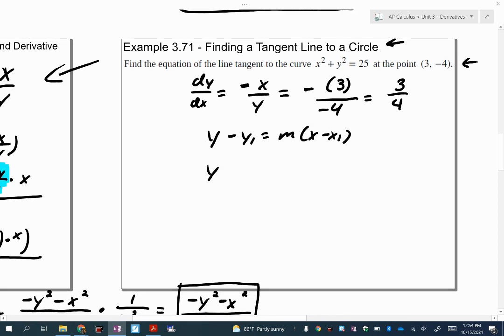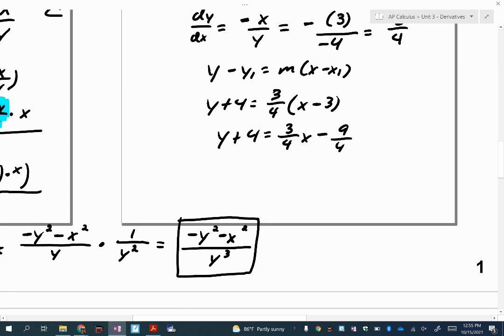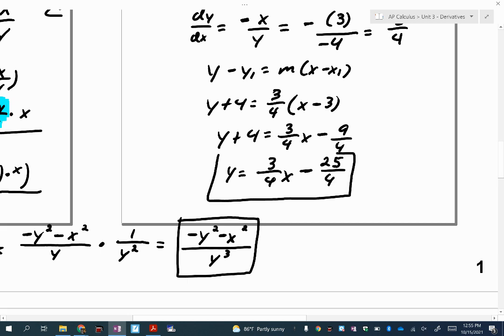So y plus 4 equals 3/4 times x minus 3. So y plus 4 equals 3/4 x minus 9/4. I'm going to move the 4 over by subtracting 4. So getting a denominator for that, 16/4. So negative 9/4 minus 16/4 is negative 25/4. So this is my tangent line.